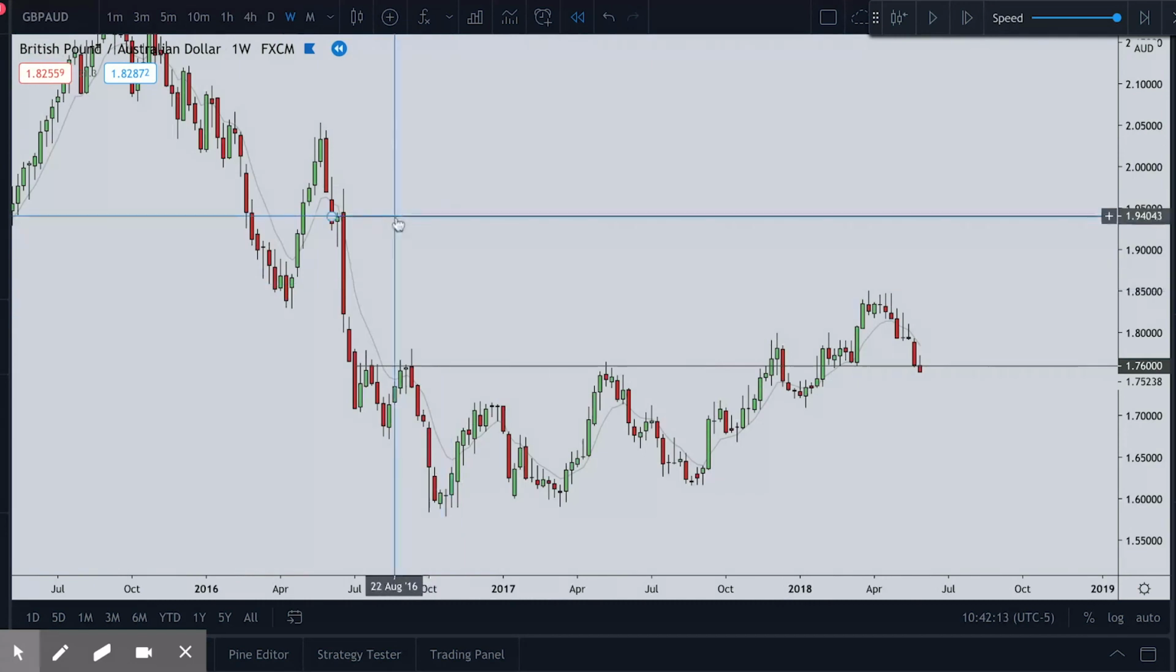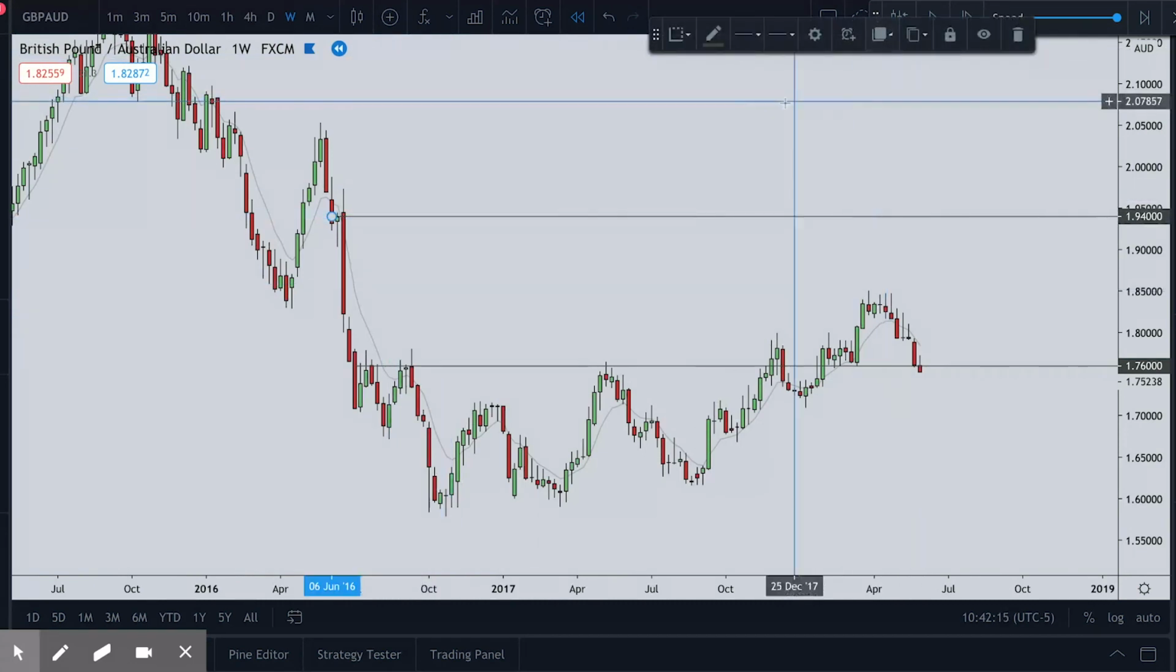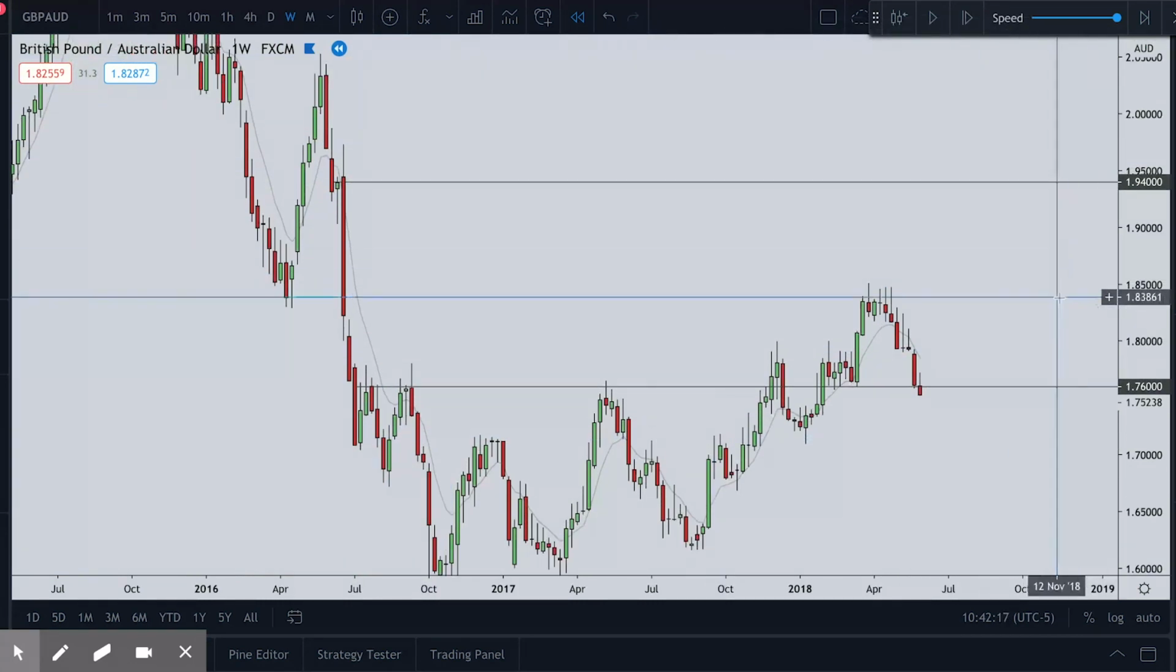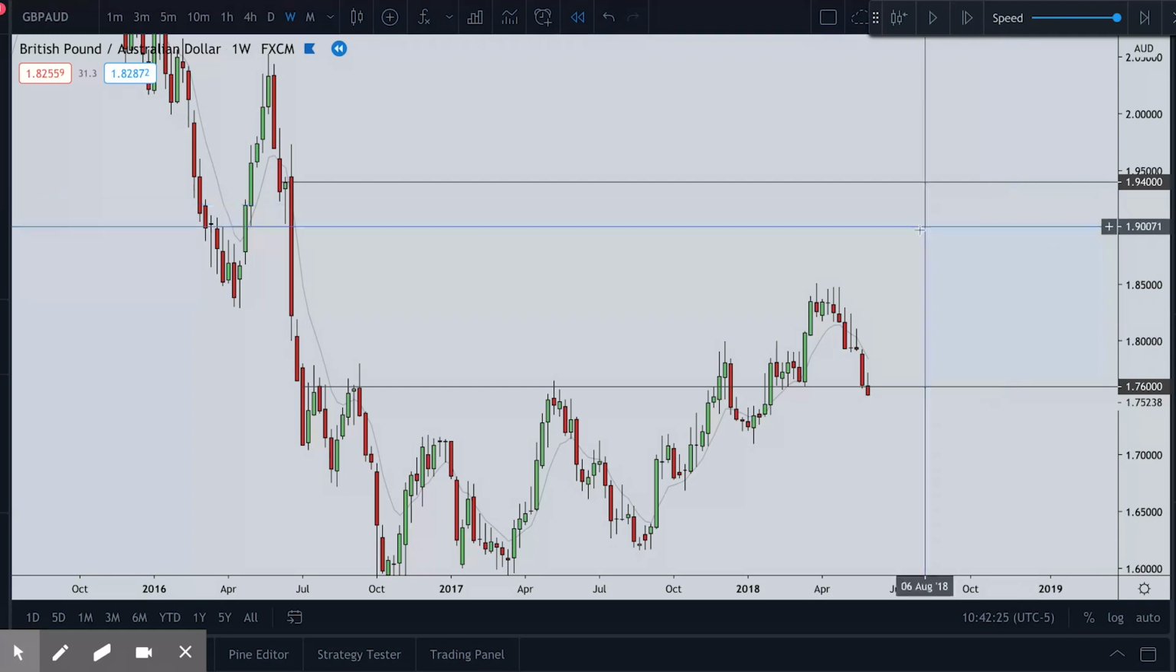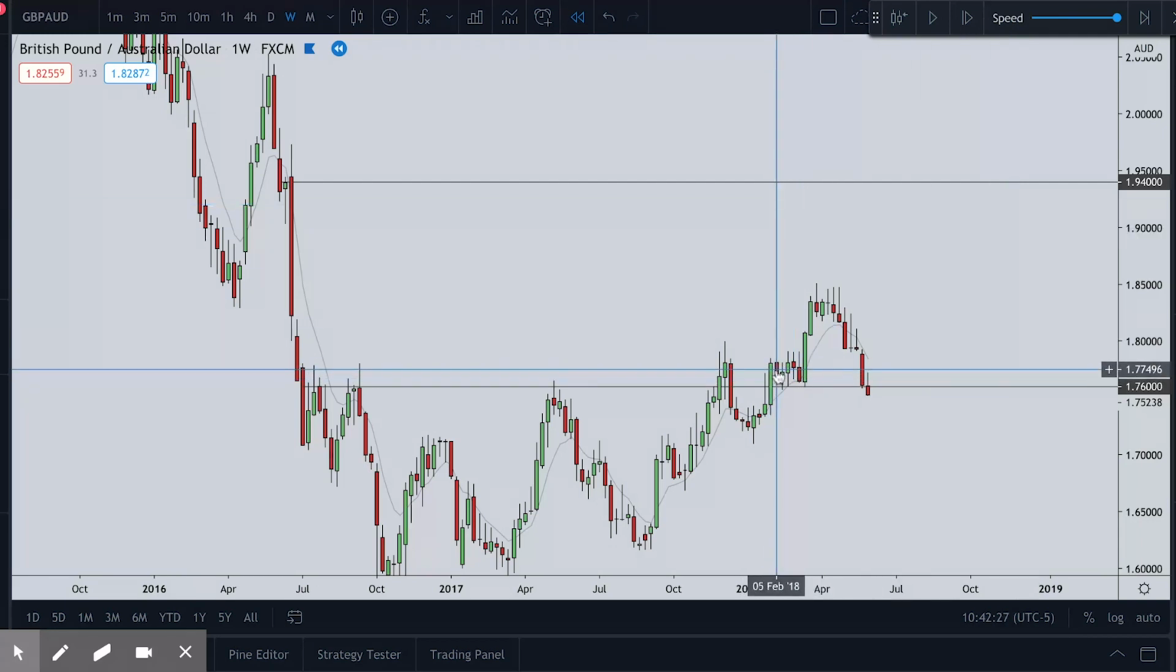Now, if not, that's cool. That's what this video is going to be for. I'm just going to talk through actually finding these zones on your chart and being able to identify them. So if we look here at GBP AUD on the weekly chart, we can basically see when we started off, we were trading here. Okay.